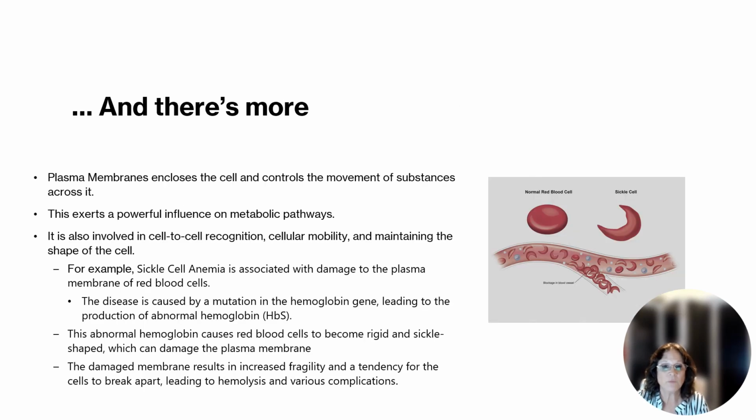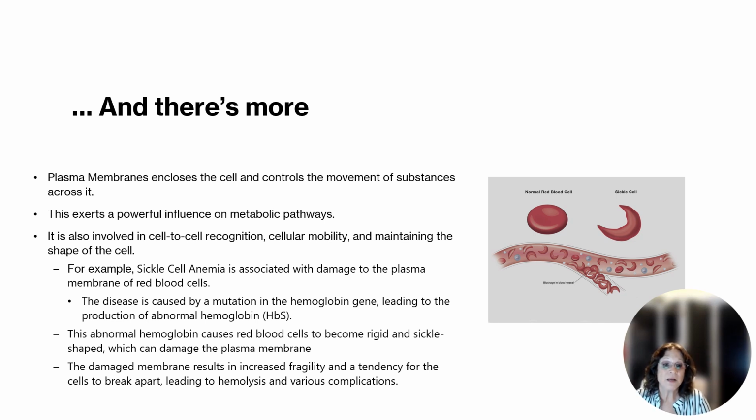The plasma membrane encloses the cell, and it controls movement of substances in and out of it. And we really need that plasma membrane to be able to do its job. So if we don't have a functioning plasma membrane, then we're not going to have the substances inside the cell that we need for the cell to work, like potassium and other things. And we won't have a lovely balance between the inside of the cell and the outside of the cell.